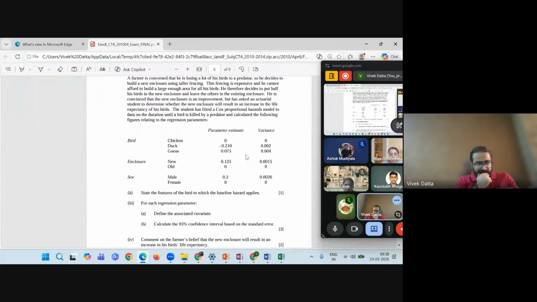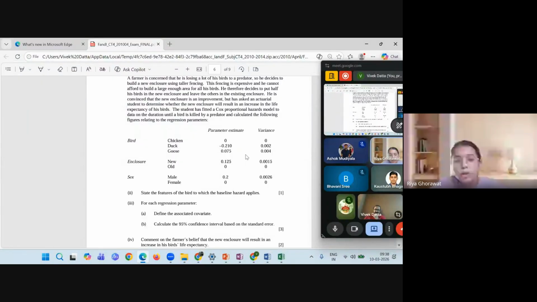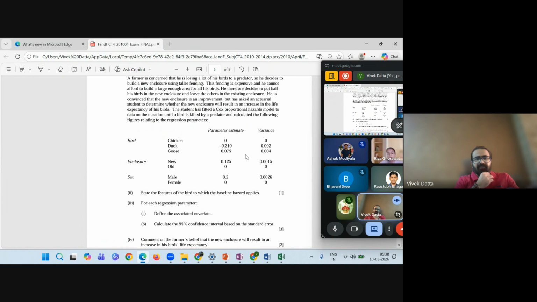So how are we going to use the variance? I did not hear the question fully, but I'm assuming you asked what to do with the variance here. Yes. You are in SEM 2. Go back to SEM 1.